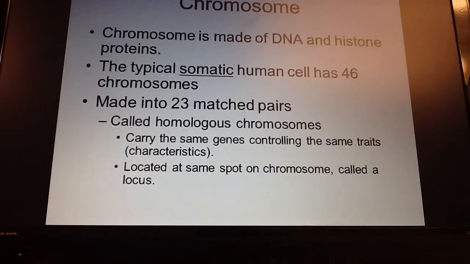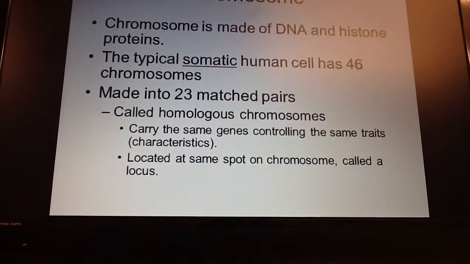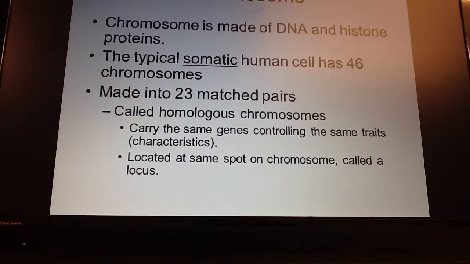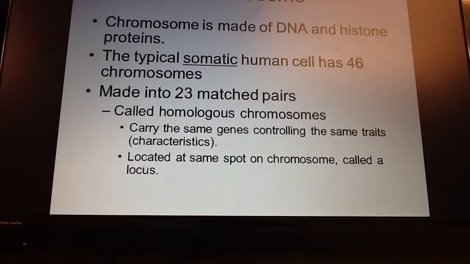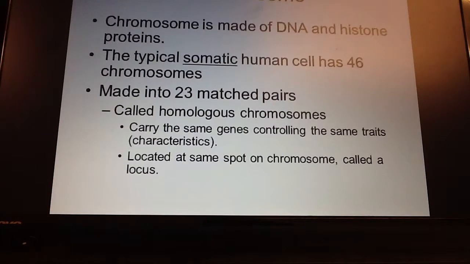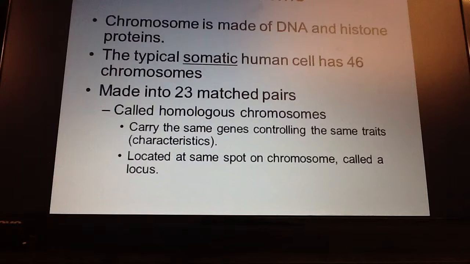Now, the DNA that I'm referring to is located on chromosomes, and chromosomes are made up of DNA and a protein called a histone protein. And the typical somatic human cell, and by somatic I mean the typical cell that's not involved in sexual reproduction, the sperm or the egg, so every other cell in the human body, has 46 chromosomes. And those 46 chromosomes are actually 23 pairs. One pair is from your mother, one pair is from your father.